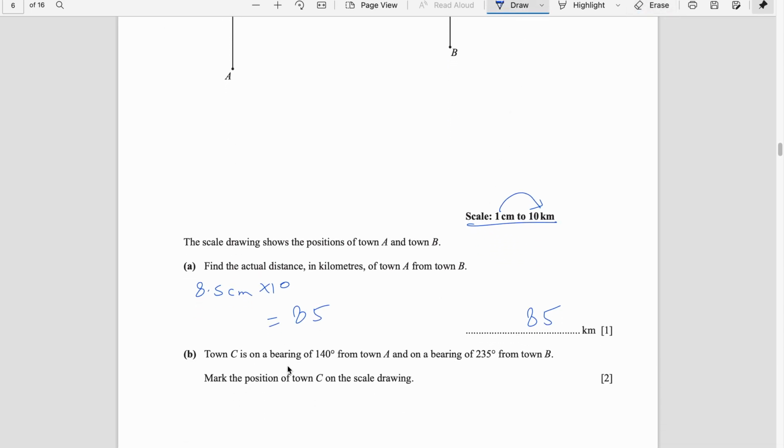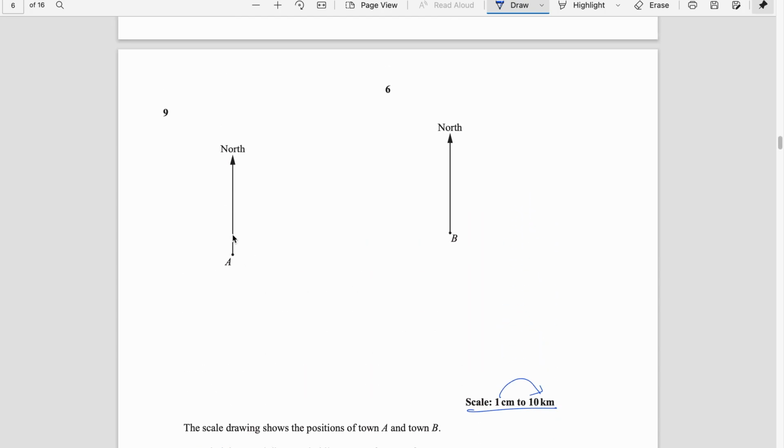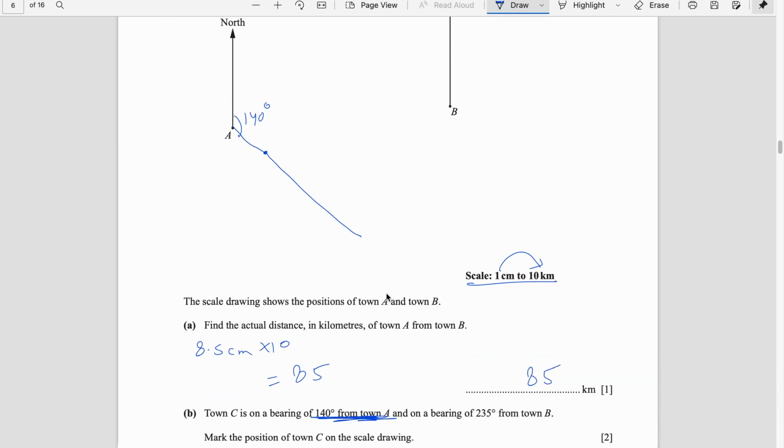Second part, town C is on a bearing of 140 degrees from A. So just place your protractor right here and see where 140 ends. When you get that point, remove your protractor and draw a straight line passing through this. So you will have an angle of 140 degrees at this point.